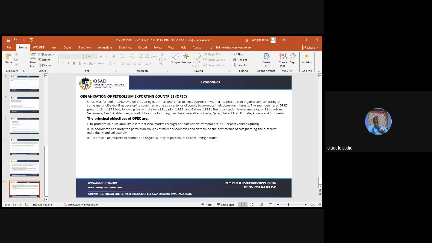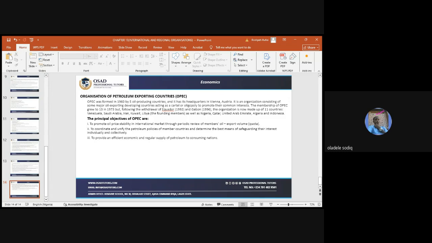It is an organization consisting of some major oil exporting developing countries, acting as a cartel or oligopoly to promote their common interests. So OPEC is majorly about what? Exporting of oil. So what are the principal objectives of OPEC?